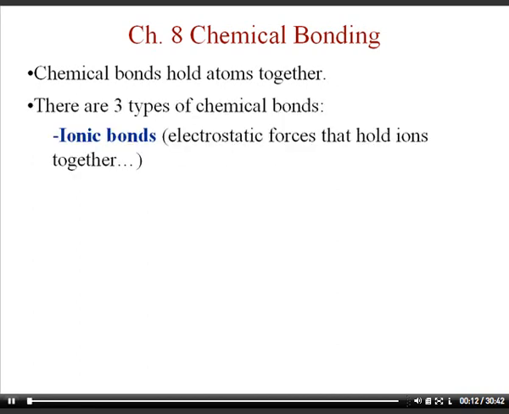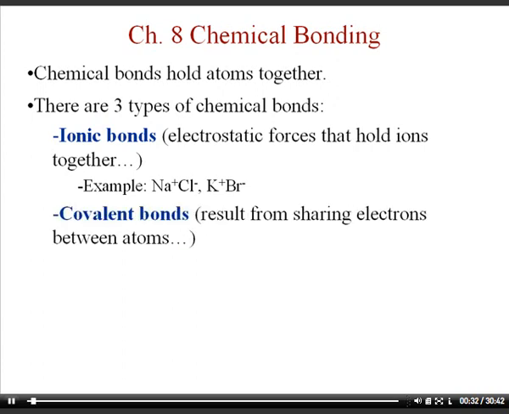The first type of chemical bond is an ionic bond, and it's the electrostatic force that holds ions together. For example, you have a sodium with a positive charge and a chlorine with a negative charge, and they're electrostatically attracted to each other, and that's what keeps sodium chloride together. And also you have potassium bromide, again positive and negative charges keeping the ionic compound together.